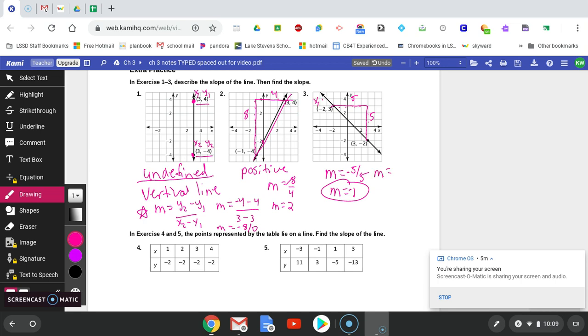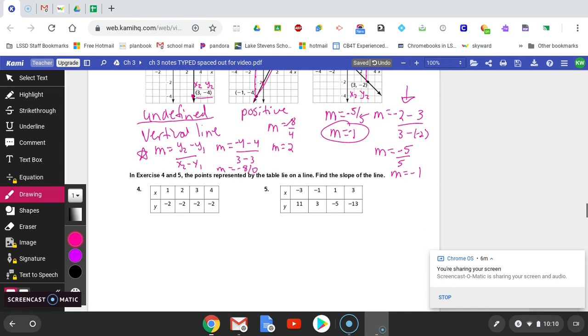So I'm going to label my points as x1, y1, x2, y2, and then I'm going to do y2 minus y1 over x2 minus x1 and simplify. Negative 2 minus 3 is negative 5. 3 minus negative 2 is a positive 5. Notice it gives me that it is a negative 1 in my slope. So you're less likely to make mistakes if you're using this formula than if you're just counting. But again, as long as you're being really careful, counting is an acceptable way to do it.